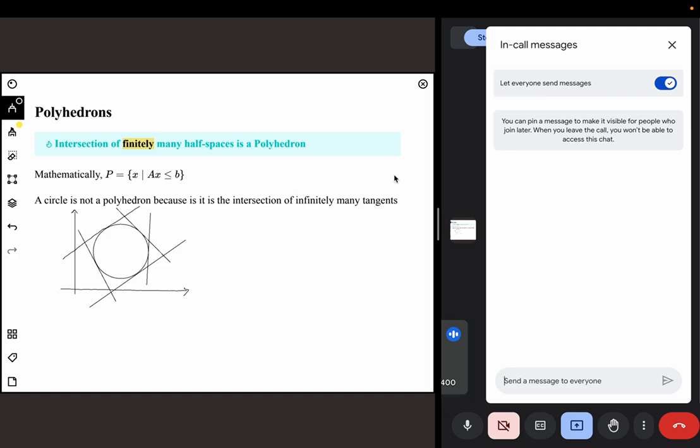If you write the circle equation, it will be x square plus y square less than or equal to r square, which is quadratic in nature. You cannot convert it into linear form. You can linearize it, but then it won't be a circle anymore. So you'll have some error in how you represent your domain or your feasible region when you convert it into constraints or polyhedrons. So this is what a polyhedron is.